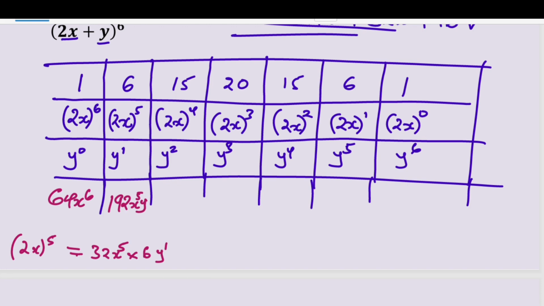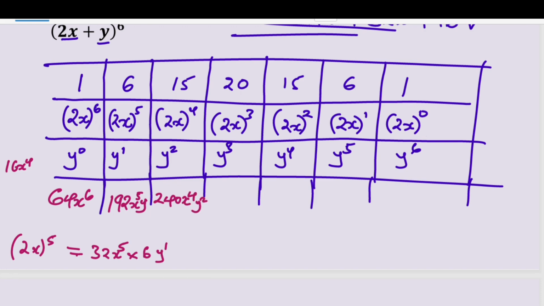The next, 15 times 2x raised to power 4 times y squared. So you need to find the value of 2x raised to power 4. 2x raised to power 4 should give you 16x power 4. And then you now work out 16 by 15. What do we get when you take 15 times 16? That one gives you 240. So the answer here should be 240 x power 4 y squared.